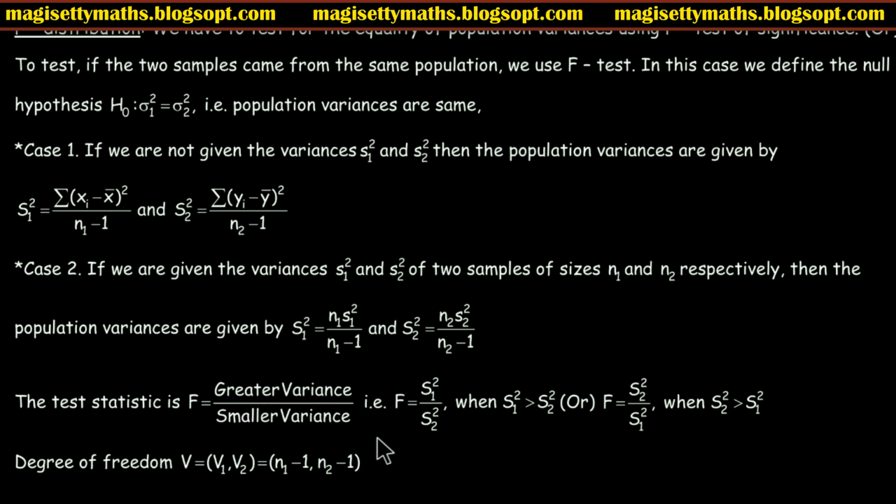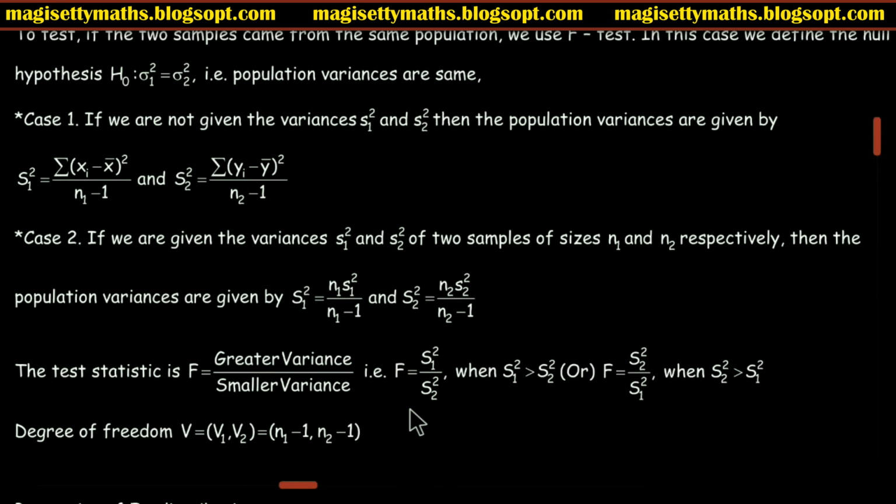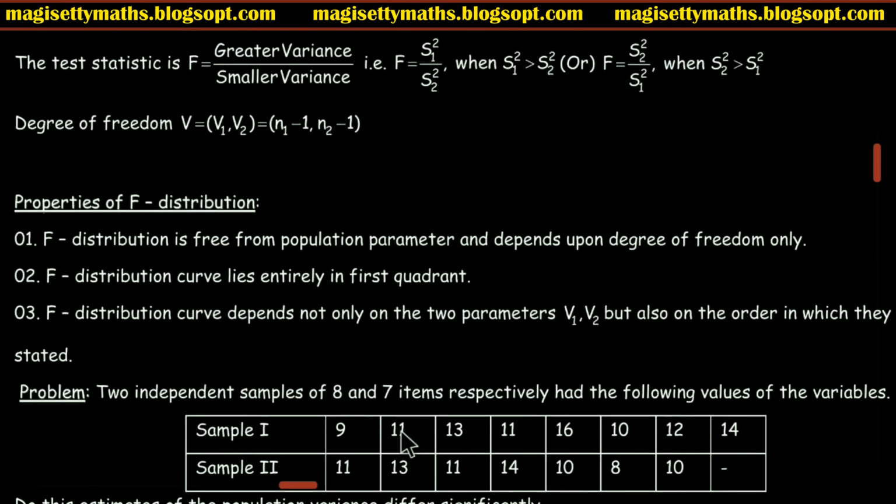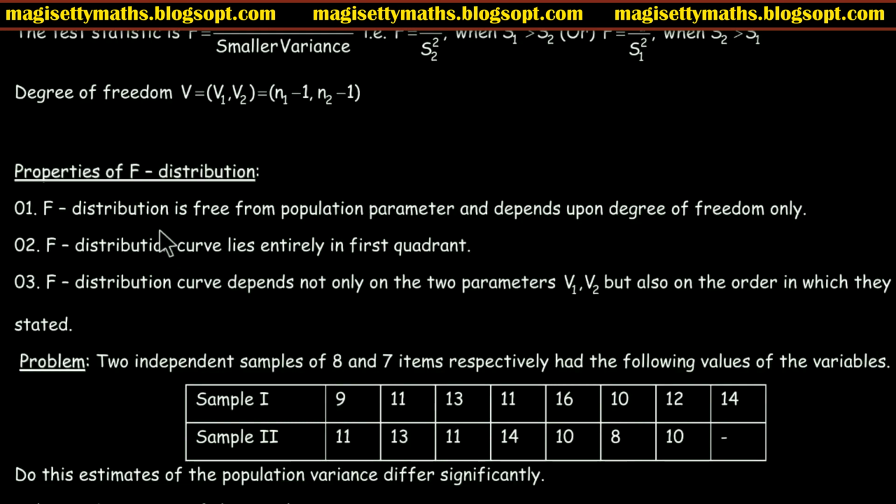smaller variance. Here the degree of freedom is v equals v1 comma v2, that is n1 minus 1 comma n2 minus 1. Now the important properties of the F distribution are: number 1, the F distribution is free from population parameters and depends upon the degrees of freedom only.